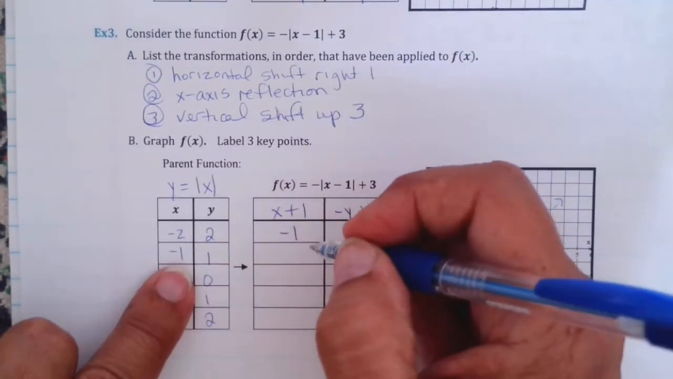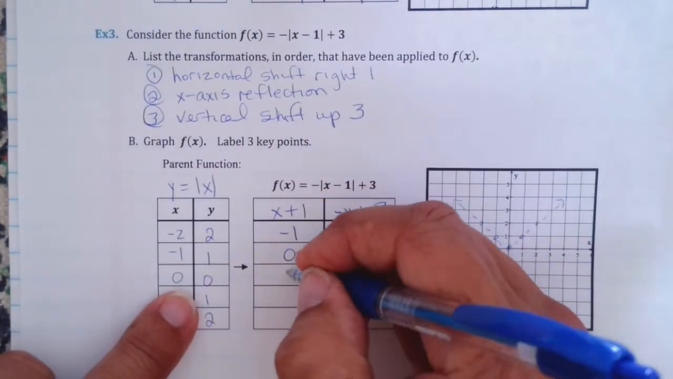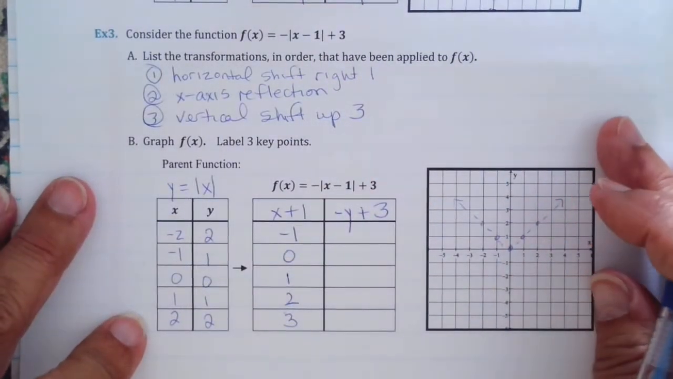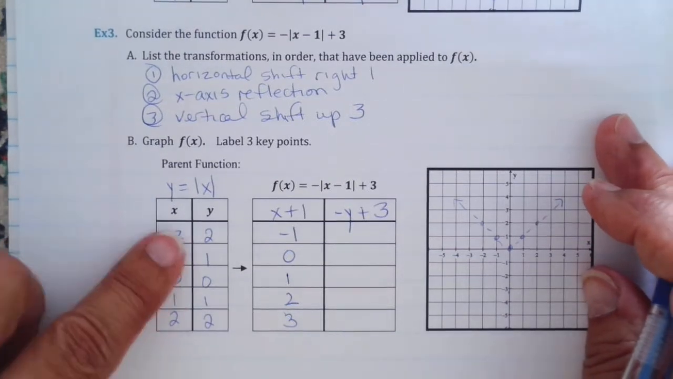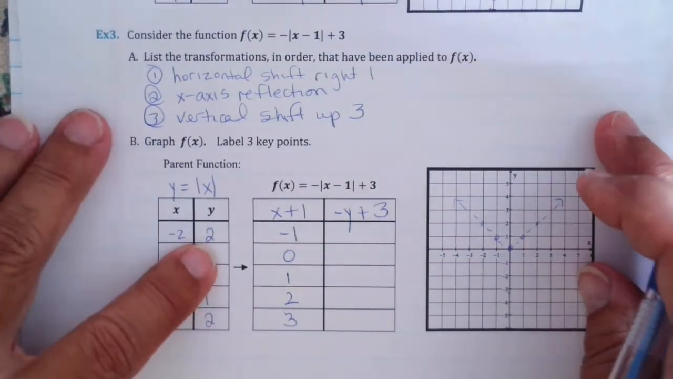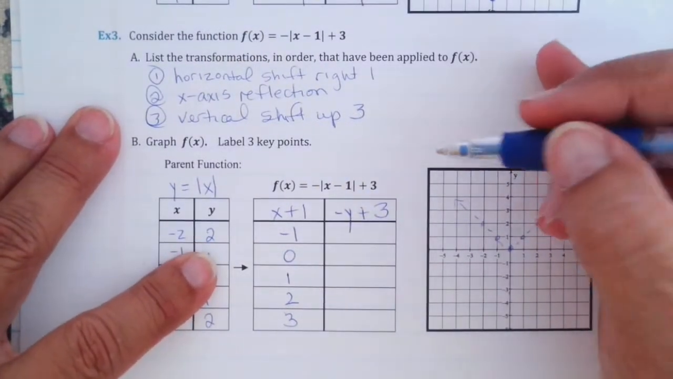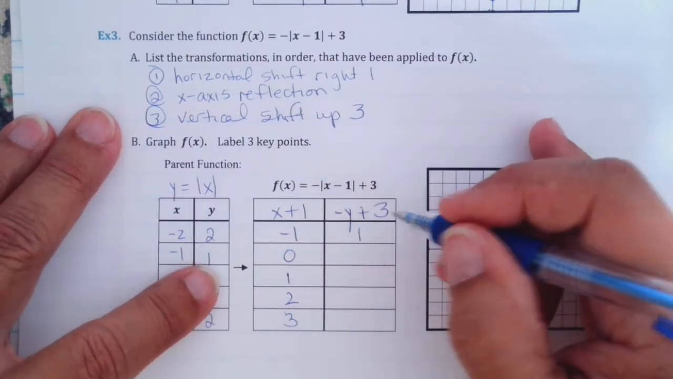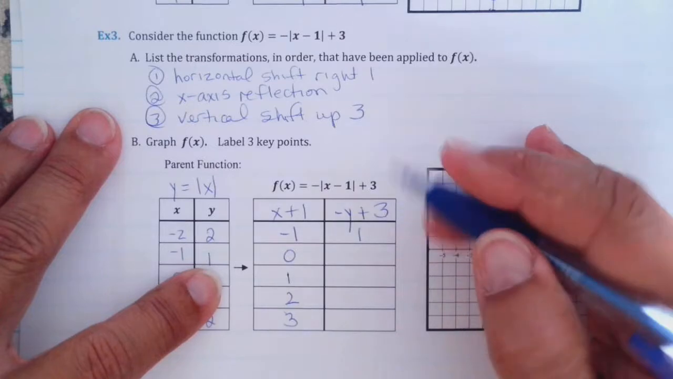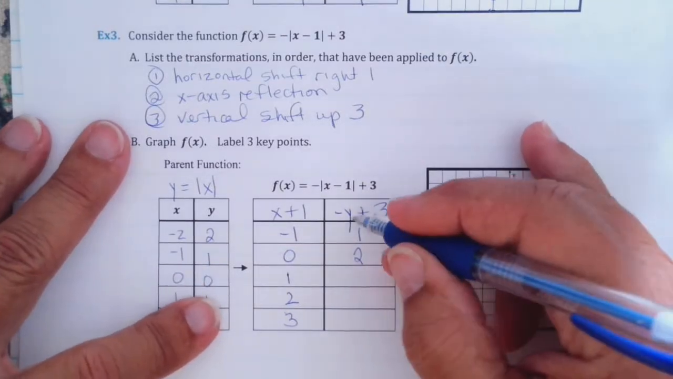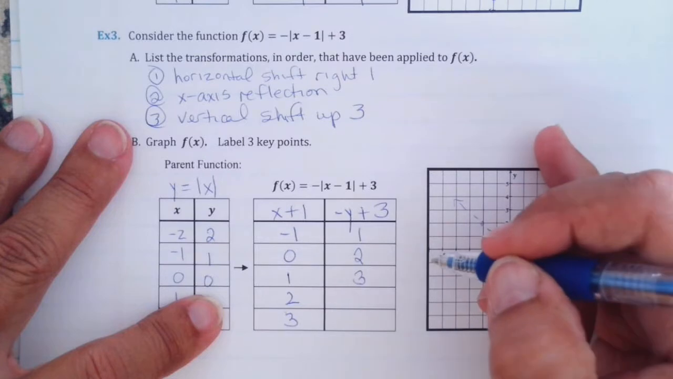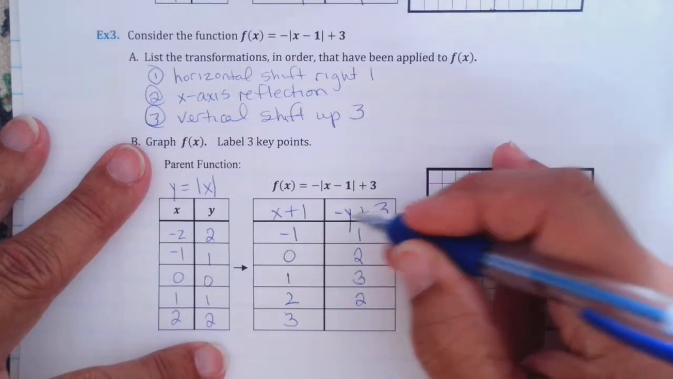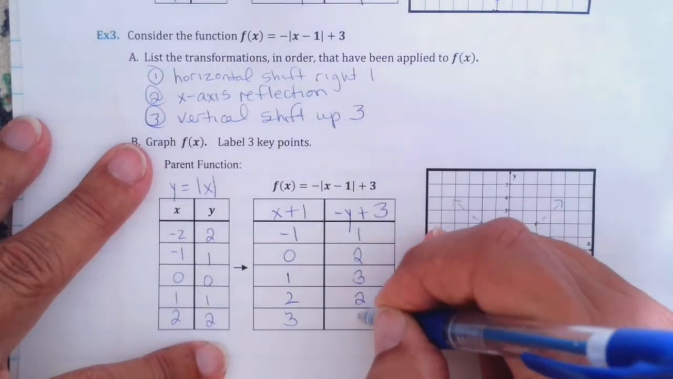Add 1 to -2. Add 1 to -1. Add 1 to 0. Add 1 to 1. And add 1 to 2. Okay? For the y values, we're going to take the opposite of this number and then add 3 to it. Okay? So the opposite of 2 is -2 plus 3 is 1. The opposite of 1 is -1 plus 3 is 2. The opposite of 0 is 0 plus 3 is 3. Opposite of 1 is -1 plus 3 is 2. Opposite of 2 is -2 plus 3 is 1.